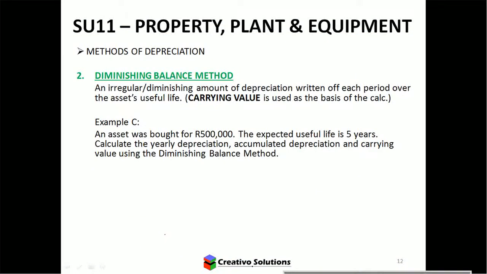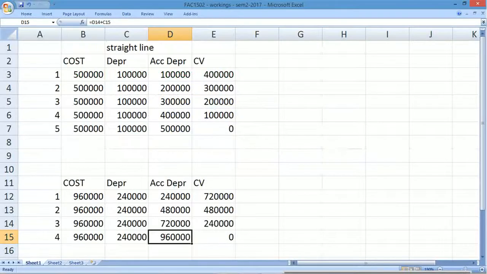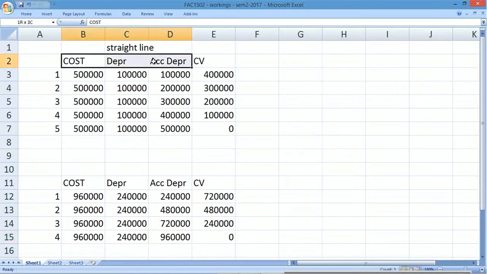Next bit. Diminishing balance. Diminishing balance is going to need the same tables.